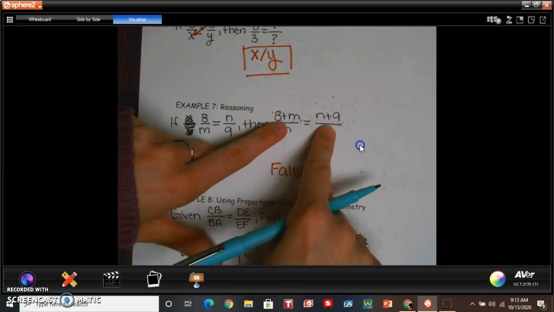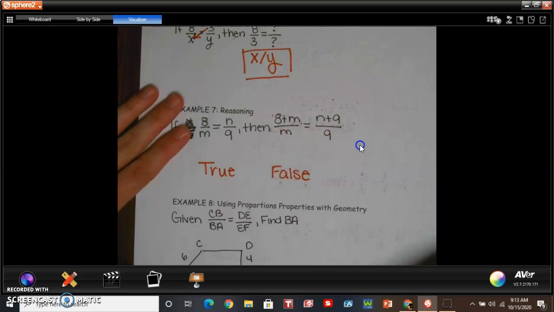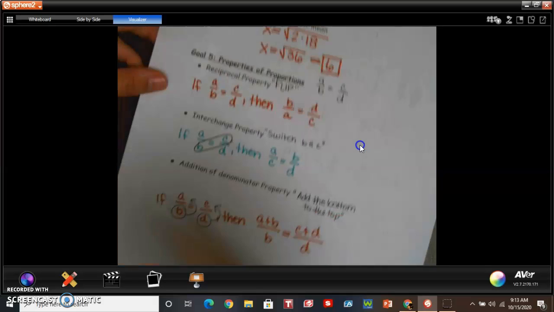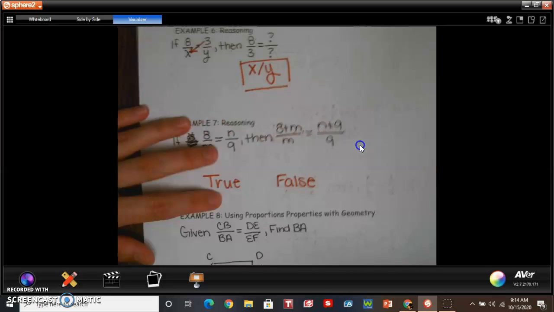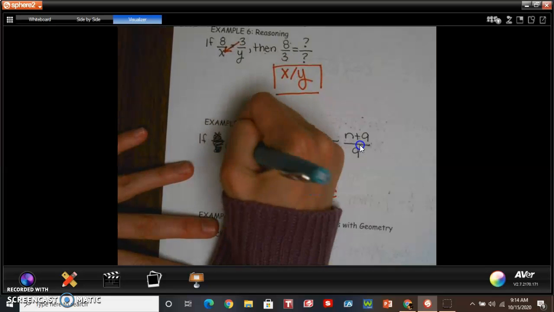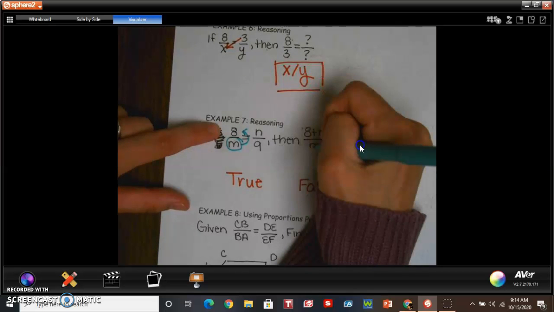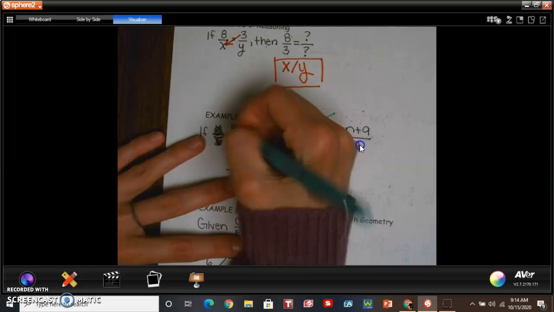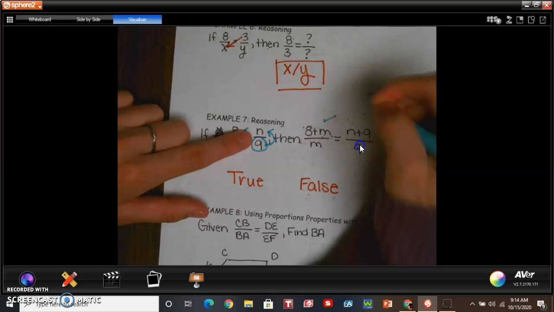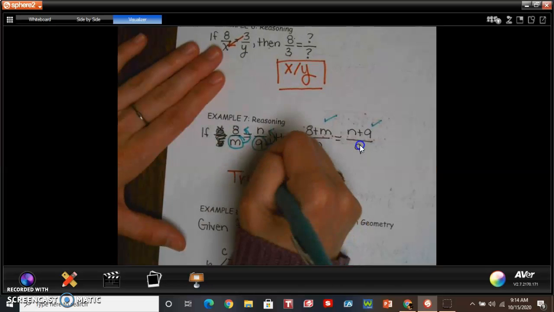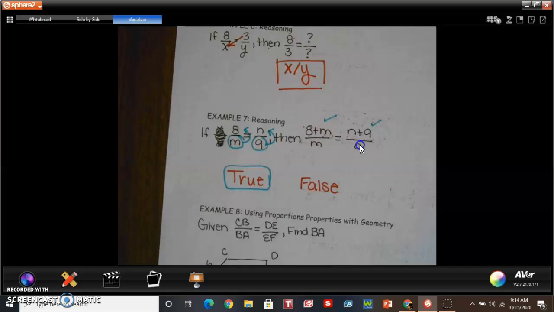So instantly I see some addition happening. So that means I'm going to think, okay, I need it to match my addition denominator property. So is our bottom duplicating and going to the top? Okay, it is on our first one. Is the bottom duplicating and going to the top? It is on the second one, so it is true. Okay, you're just checking it against the property it matches with.